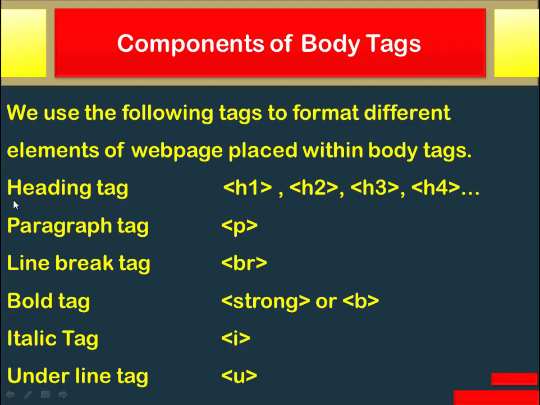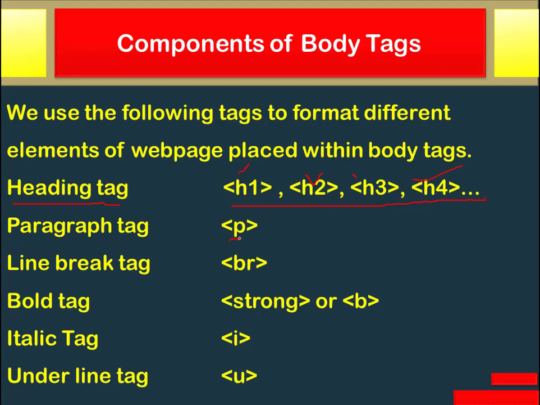First is the heading tag, in order to put different types of heading. There are six types of headings. Heading 1 is the largest size of heading. Heading 2 is smaller than this, then smaller than this, then smaller. It's about the size, how the text appears there: larger, and then smaller, and then smaller.